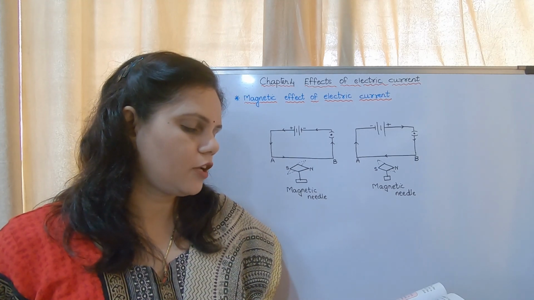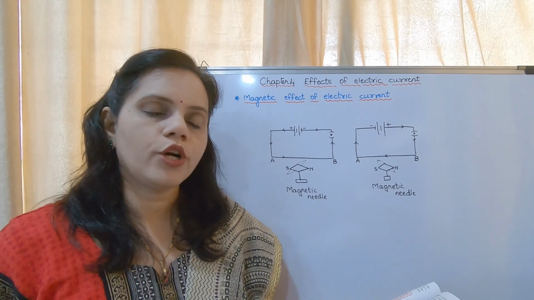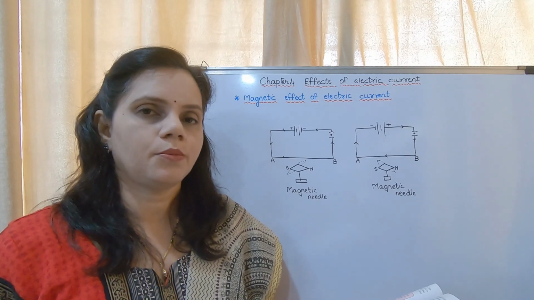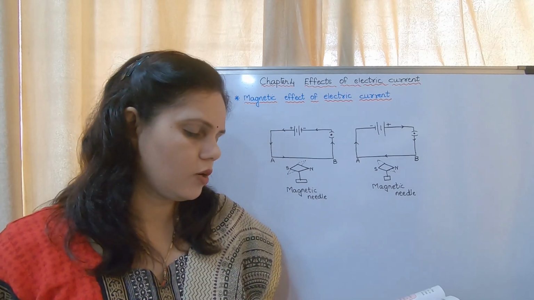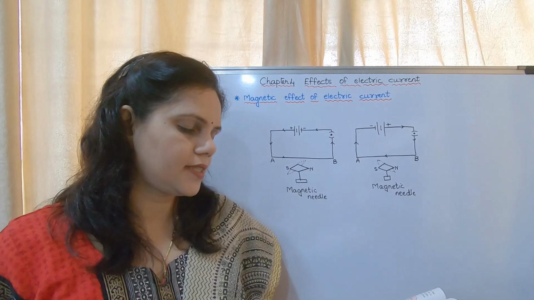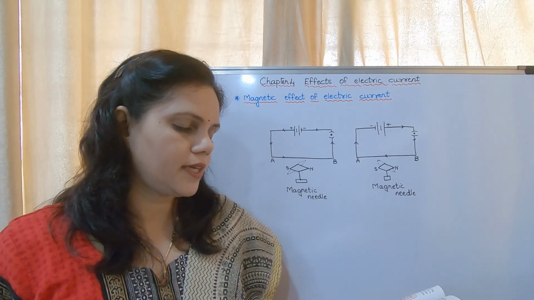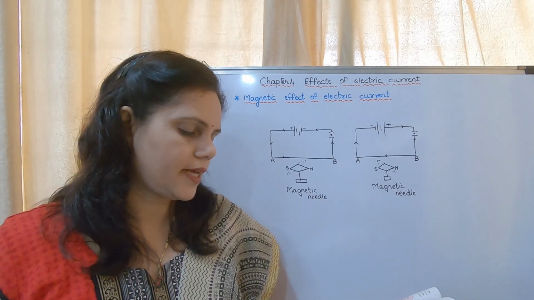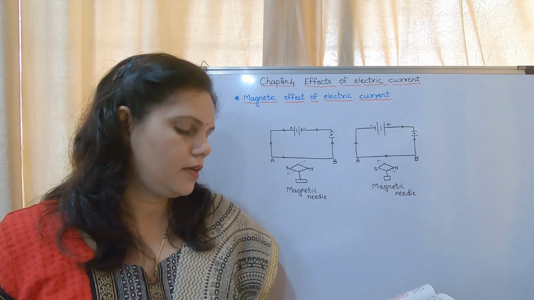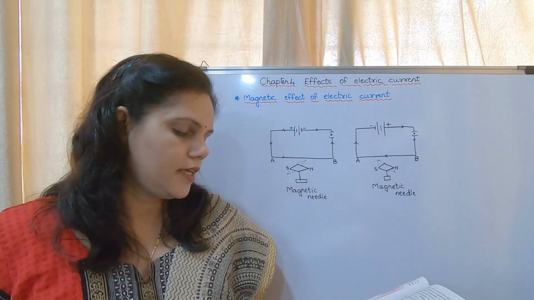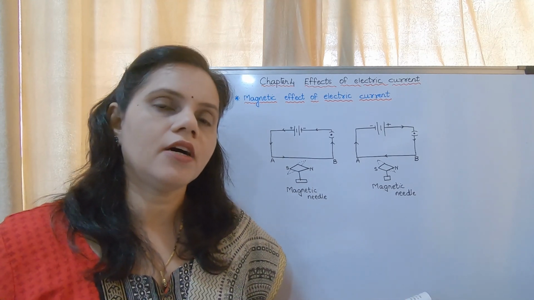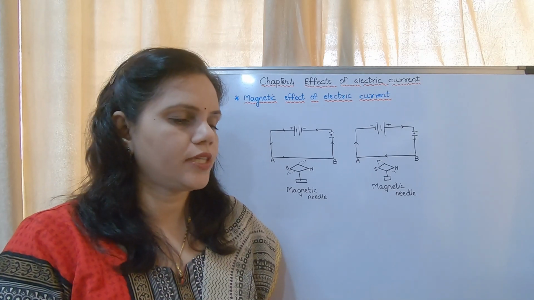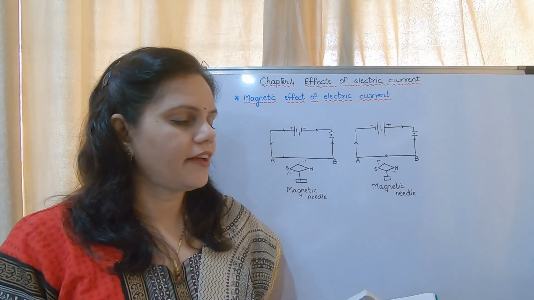Close the plug key and observe the direction of the needle. What do you notice? It will get deflected. It will change its position. Now, interchange the connecting wires connected to the cell and observe the direction of the magnetic needle. Do you notice any relation between the direction of current and position of the needle? Yes, it will get deflected in the opposite direction. Now, you may move on to page number 52, the first paragraph.